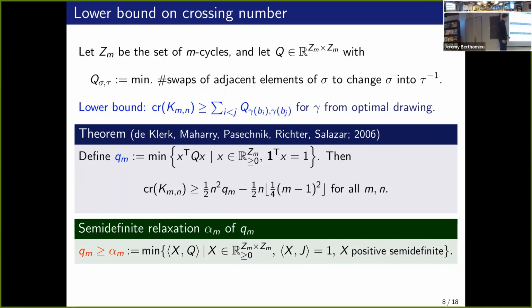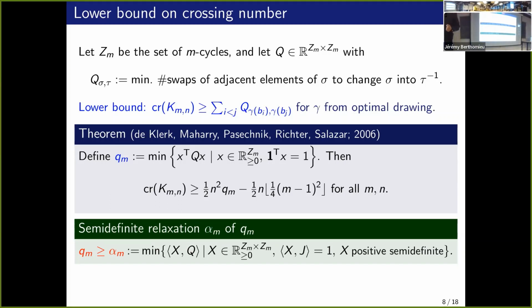It's not so hard to see that this is a lower bound on qm. If you have any optimum vector x here, take the outer product of x with itself, so the big matrix X becomes small x times x transpose. Then this is entry-wise non-negative because x is entry-wise non-negative. All the entries sum to 1 because this is the case for the small vector x. And it is positive semi-definite because it is a rank 1 matrix. The objective value, the inner product between x x transpose and q, is equal to x transpose q x. So any optimum x here gives a feasible X here with the same objective value, and so this minimum can only become smaller.